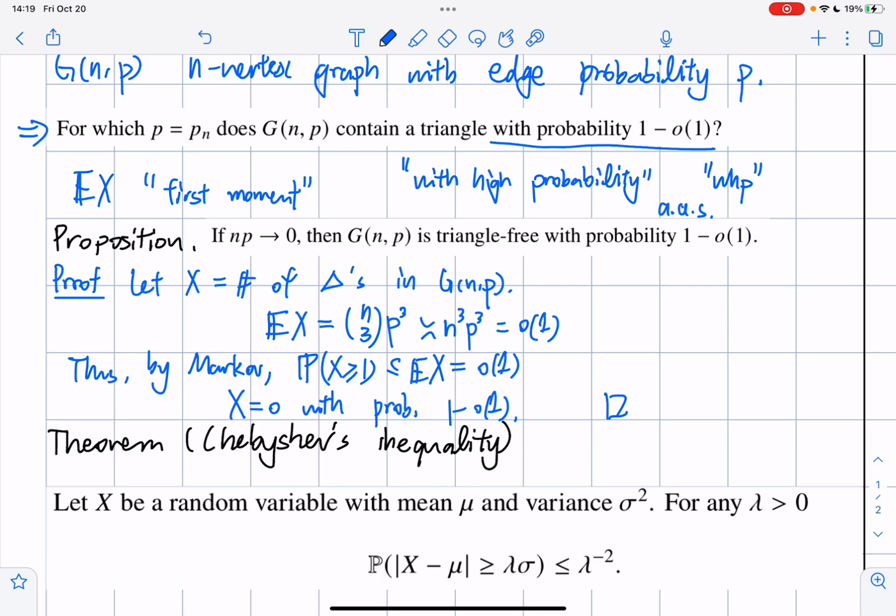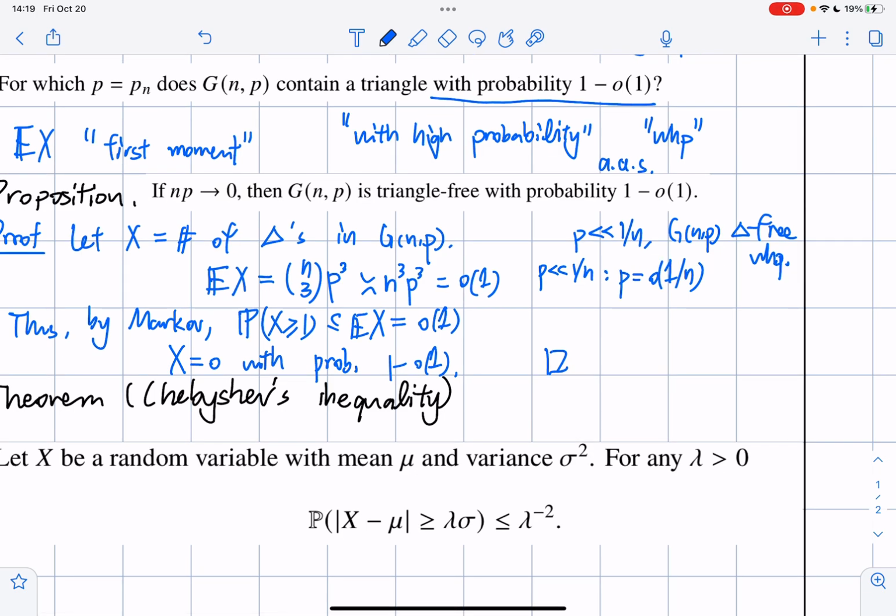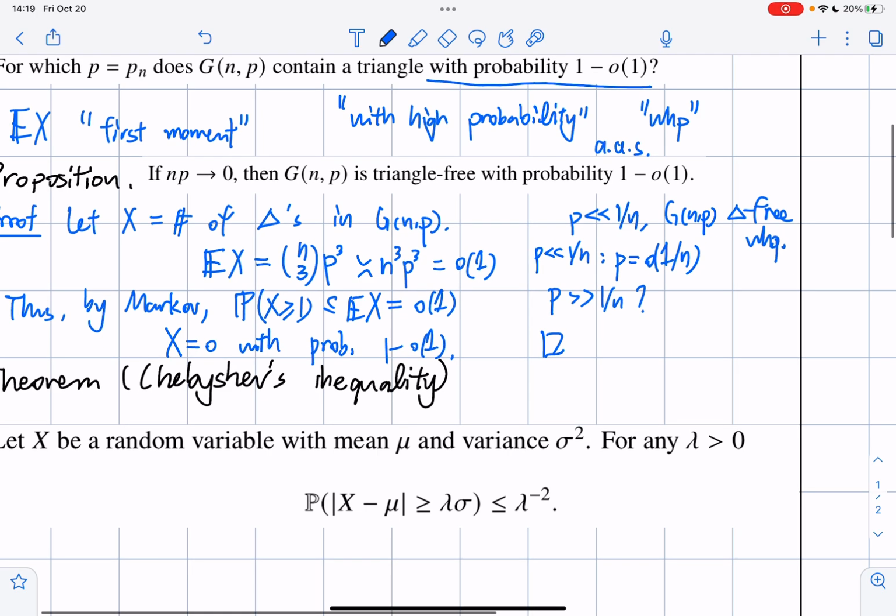In other words, when p is much smaller than 1 over n, G(n,p) is triangle-free with high probability. And with this notation we mean p equals little o of 1 over n. What about when p is much greater than 1 over n? Can we conclude that G(n,p) contains a triangle with high probability?